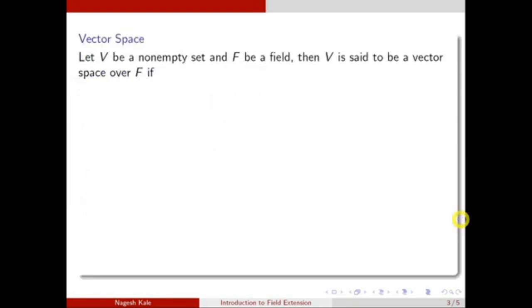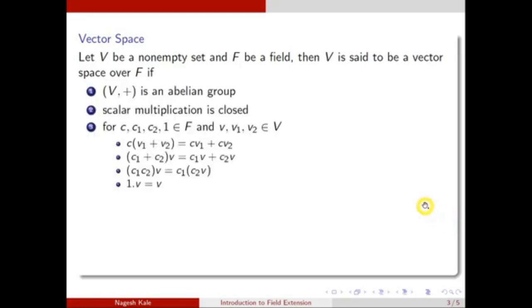Now let me introduce vector space to all of you. Let V be a non-empty set and F be any field. So V is said to be a vector space over F if it satisfies some conditions. What are those conditions? First condition is that V should be an abelian group with respect to addition. Secondly, scalar multiplication should be closed. What do I mean by scalar multiplication is closed?